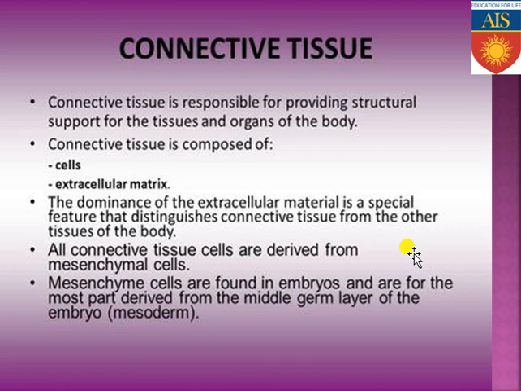All connective tissues are derived from the mesodermal layer. If you look at the embryonic stage, there are three germ layers: ectoderm, endoderm and mesoderm. The mesoderm is made up of mesenchymal cells, and those cells are responsible for producing connective tissue throughout the body.